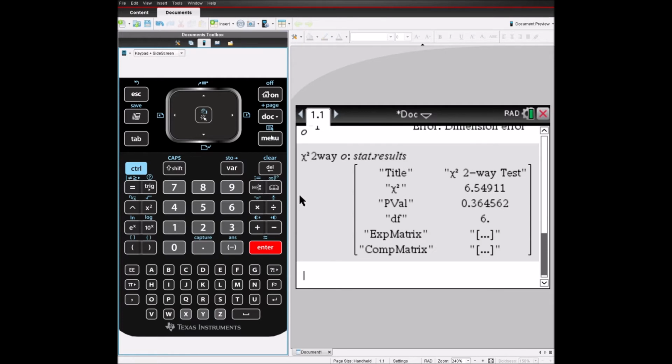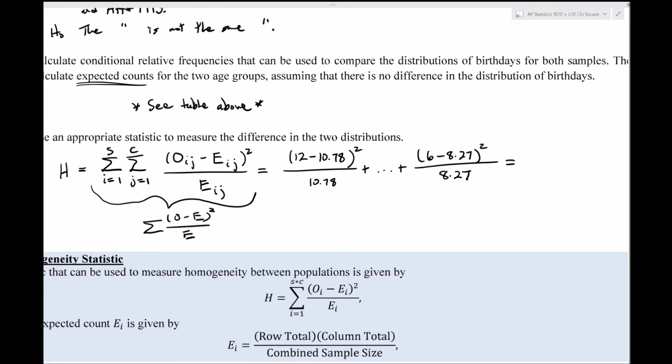Assuming conditions apply, there's our chi-square value, there's our p value. Degrees of freedom is calculated to be 6, which I'll explain in a little bit. So these I want to copy down. Calculator gave me 6.549 with 6 degrees of freedom, which I do want to keep track of.